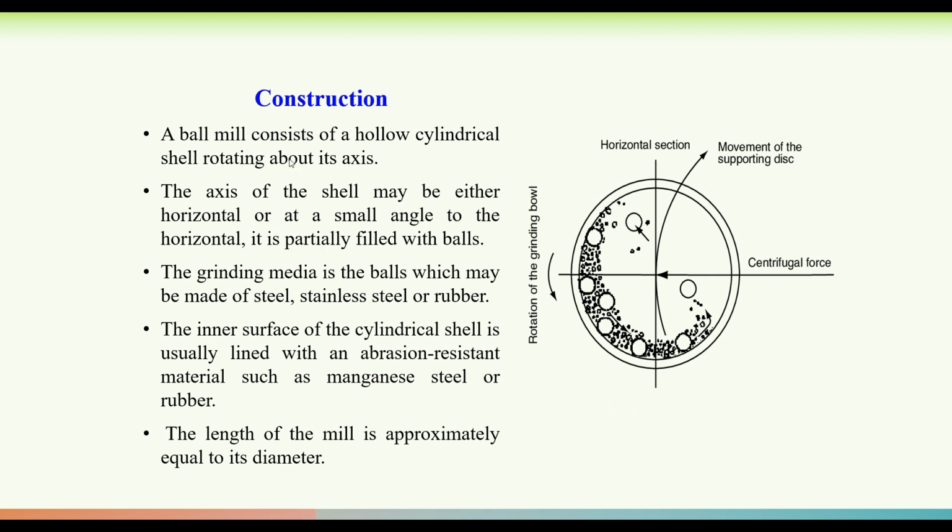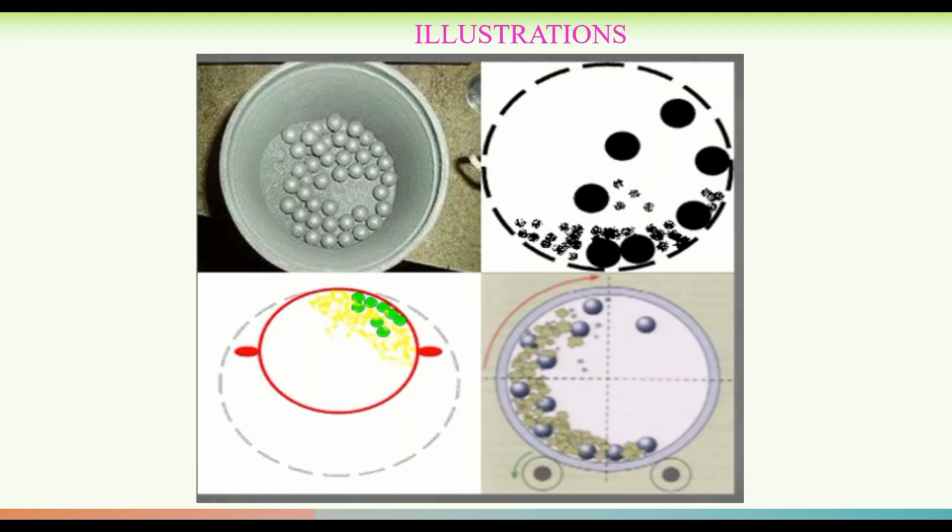A ball mill consists of a hollow cylindrical shell rotating about its axis. Here you can clearly observe how it rotates along the horizontal axis, and then how it creates the centrifugal force. The axis of the shell may be either horizontal or at a small angle to the horizontal, and it is partially filled with balls. The grinding media is the balls, which may be, as we already discussed, steel, stainless steel or rubber. The inner surface of the cylindrical shell is usually lined with an abrasion resistant material such as manganese steel or rubber. The length of the mill is approximately equal to its diameter. So these are certain illustrations for ball mill equipment.